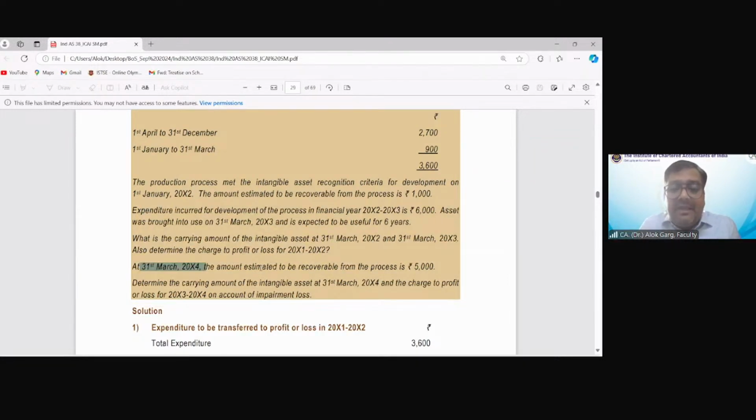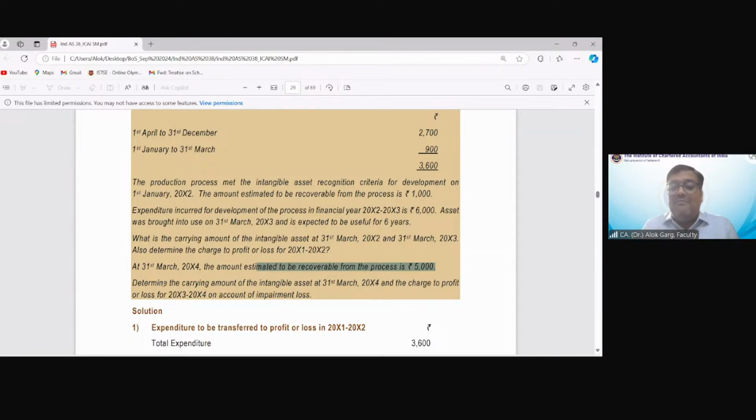The recoverable value on 31st March 2004 is given as 5,000. The carrying value is 5,750. Recoverable value is 5,000. So what is the treatment of 750? Impairment loss. 750 will go to the impairment loss. Entry: impairment loss to P&L account debit, credit to intangible assets 750.